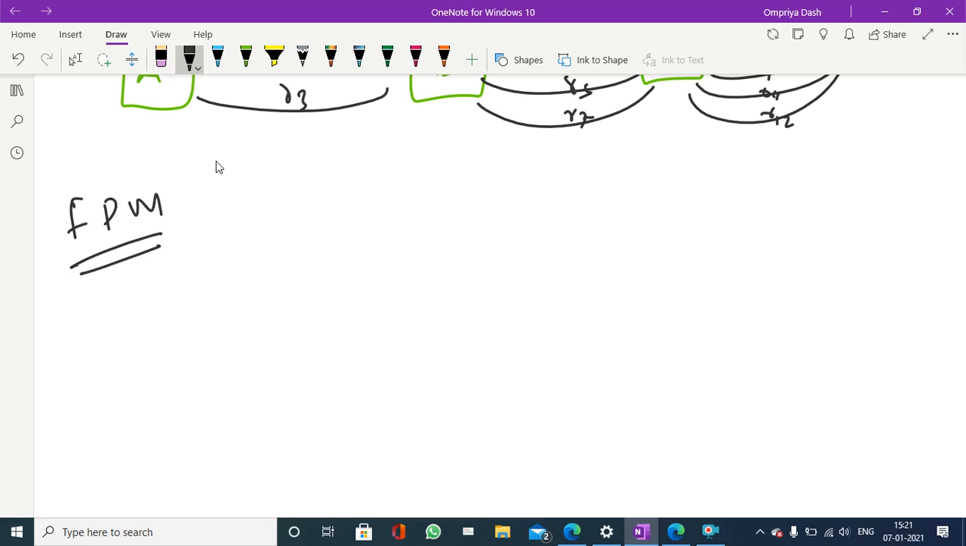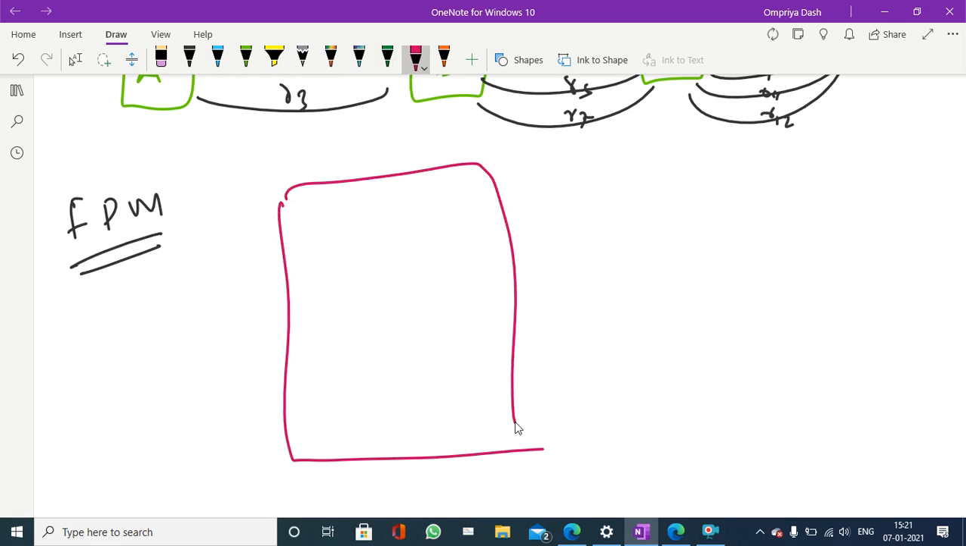Fundamental principle of multiplication, because here we are going to do a bit of multiplication. Okay, in fundamental principle of multiplication, what happens actually? Let's see. Suppose I give you a task.